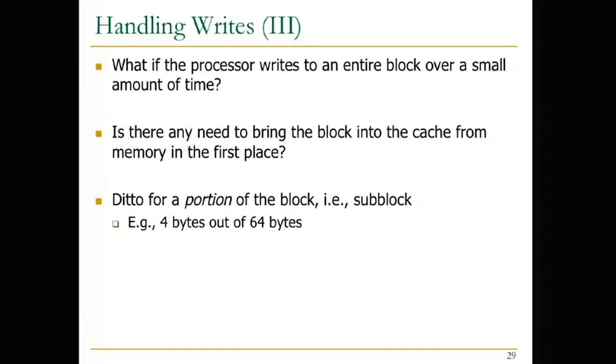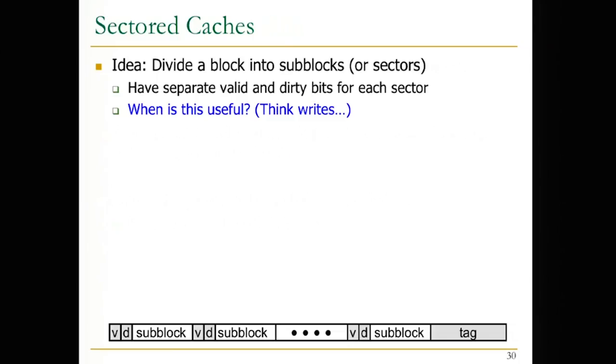If you keep doing that, you need a way of not bringing that cache block into the cache. The idea of sub-block caches was developed for this purpose. A sub-block cache or sectored cache, both are interchangeable. The idea is to divide a block into sub-blocks or sectors and have separate valid and dirty bits for each sector, assuming this is a write-back cache. So you have a single tag, the tag of the entire block, 64 bytes. But each sub-block, let's say 4 bytes or 8 bytes, has a valid and dirty bit associated with it.